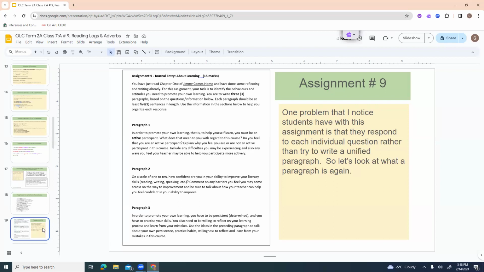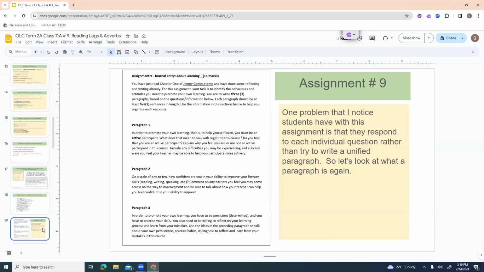Paragraph 2. On a scale of 1 to 10, how confident are you in your ability to improve your literacy skills? Reading, writing, speaking, etc. Comment on any barriers you feel you may come across on the way to improvement, and be sure to talk about how your teacher can help you feel confident in your ability to improve.